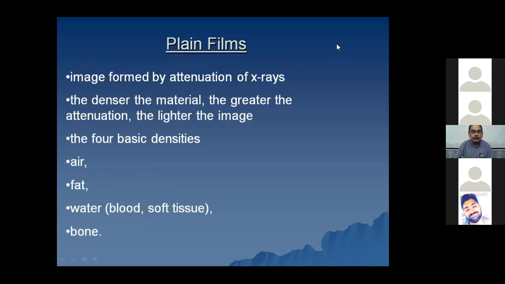So first of all, we will discuss the plain films. The plain films are formed by the attenuation of the X-rays. In order to look at any X-ray, there are multiple basic densities which you should remember in order to differentiate one region from another, or one organ from another organ, on the plain film. These 4 basic densities are air, fat, water, including the blood and the soft tissues, and the bone. I will show you these 4 densities on plain film.